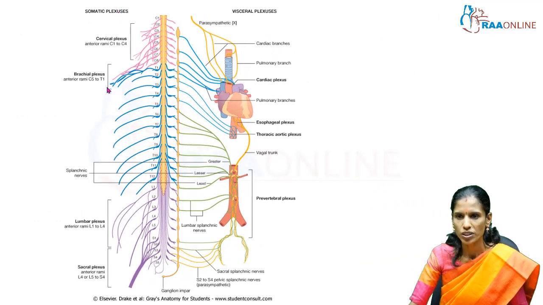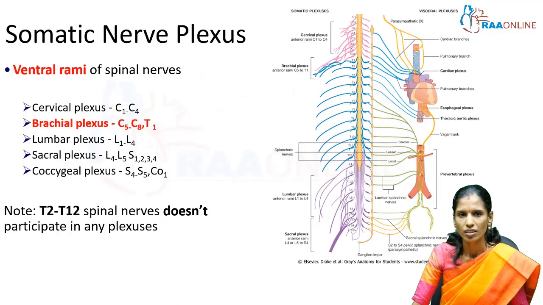On the right side of this picture, the somatic plexus is shown. On the left side, the visceral plexus is seen. But remember, these two plexuses are present on either side of the body. The somatic nerve plexuses are mainly formed by ventral rami of spinal nerves.